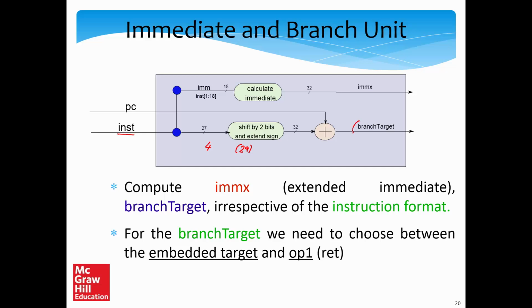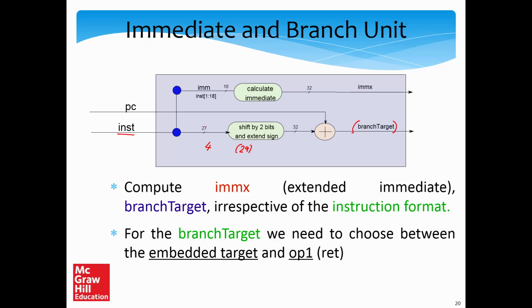Mind you, we do this even for non-branch instructions, because at this point, we do not know for sure if the instruction is a branch or not a branch. So it always helps if we do some amount of extra work, which might get wasted if the instruction is not a branch. But nevertheless, in the interest of time, it needs to be done. So it's a little bit of wasted work, but it's still fine.